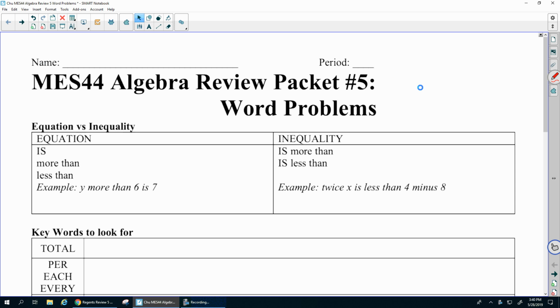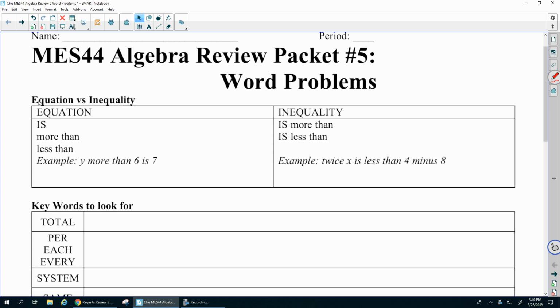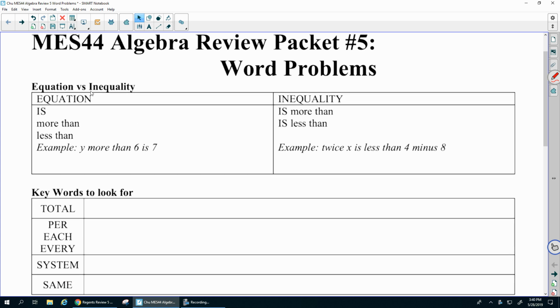Okay, so we're down to our last algebra review. Today we're going to talk about equations and inequalities and how we use them to write word problems. When we see equations, we hear words like is, or more than, or less than. So for example, y more than 6 is 7. That tells you y more than 6, 6 plus y, is 7. Equals 7.